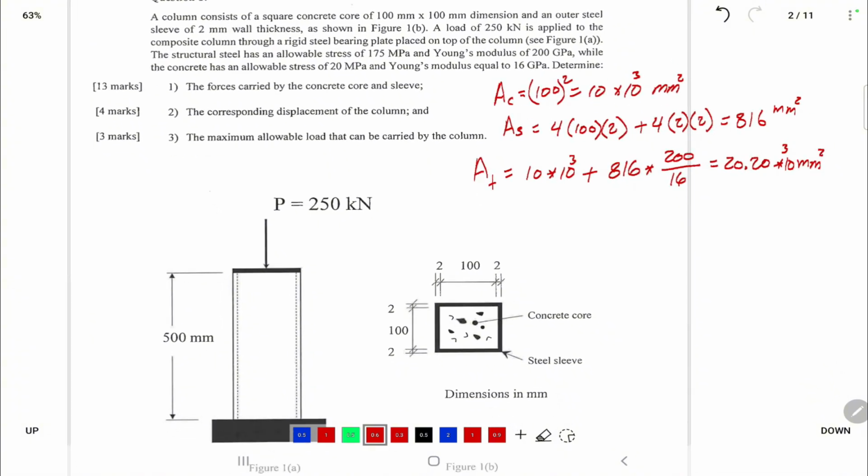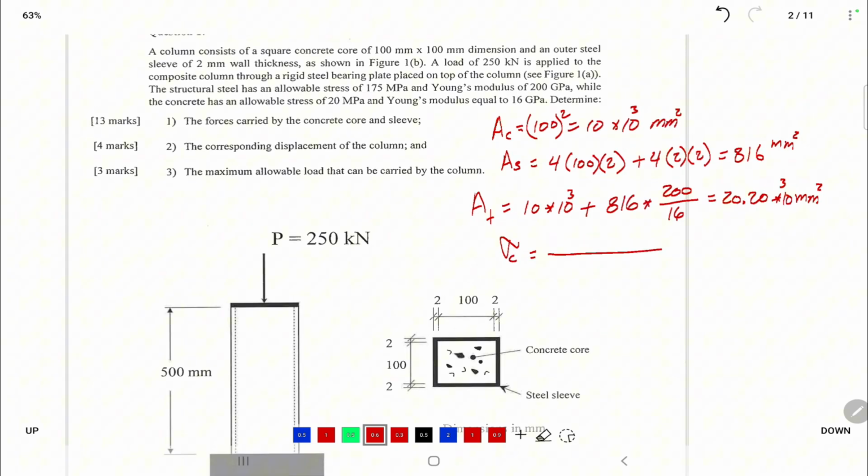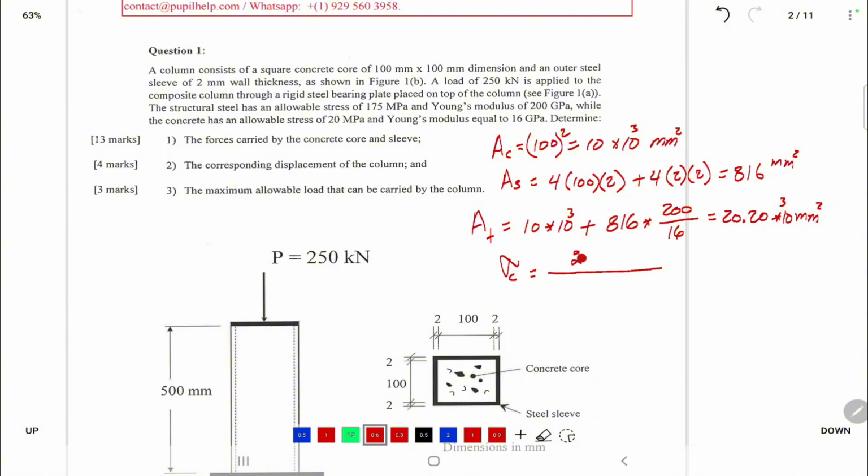Now, to compute the stresses, the stress in concrete will be 250 kilonewton, the force, multiplied by 10 to 3 to convert to Newton, over this area. So it will be Newton over mm squared, which is megapascal. So the stress in concrete will be 12.38 MPa.